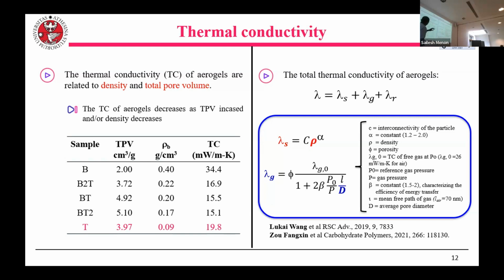Then, as we decrease the bulk density of our aerogel, the thermal conductivity also decreases, except for the triode sample. Because this triode sample normally has larger pores, we cannot avoid the thermal conductivity through the gas phase. Therefore, even though the bulk density of this sample is very small, the thermal conductivity is relatively high. This is due to the fact that this sample has larger pores.